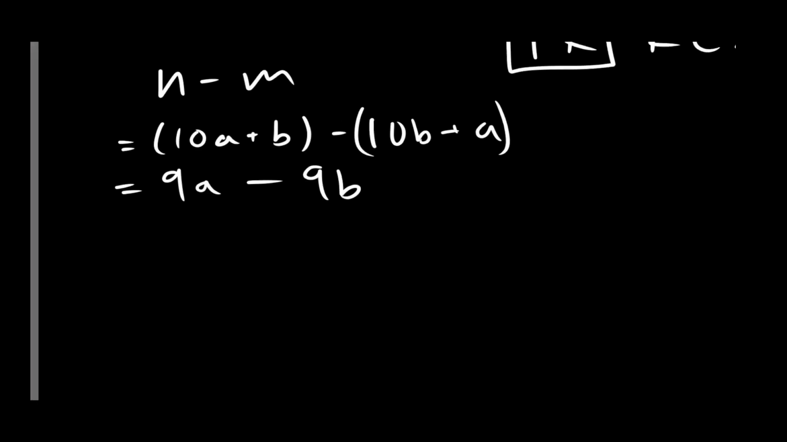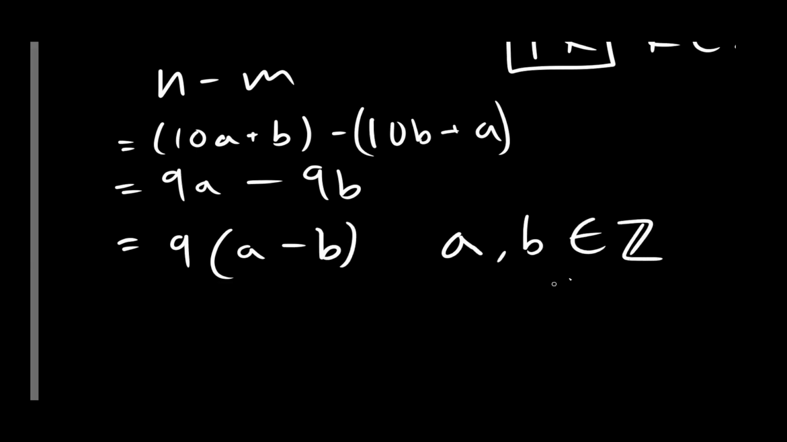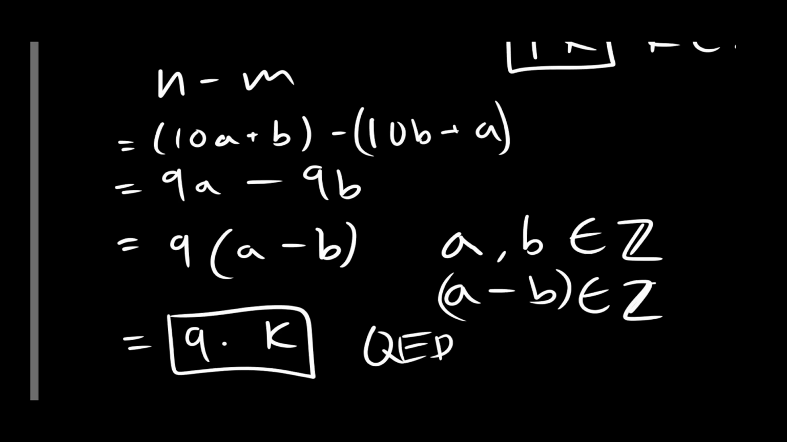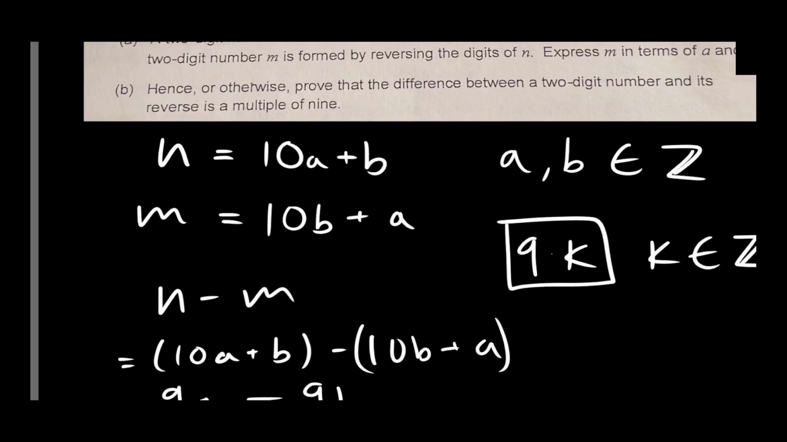And from here we can factor out 9. And you'll notice that since a and b are both integers, the subtraction of a and b must also be an integer, meaning we have the form 9 times an integer k, and this proves that the subtraction of n and m will result in a multiple of 9.